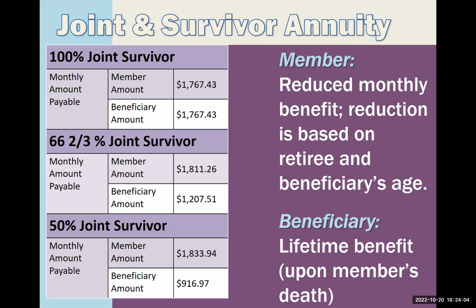And this reduction is based on the age of the retiree and the age of the primary beneficiary. If a member elects a joint and survivor annuity option, this will pay the retiree for their lifetime. Once the retiree passes away, then the beneficiary, which can be one person, and it has to be a person, it can't be a trust or organization, will receive a benefit for their lifetime of either 100%, 66 2/3, or 50% of the retiree's pension.